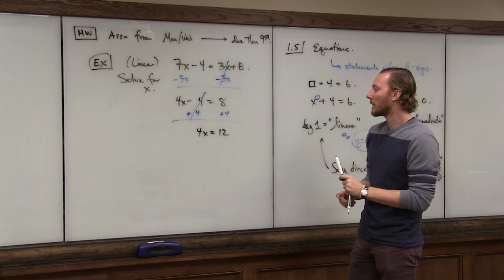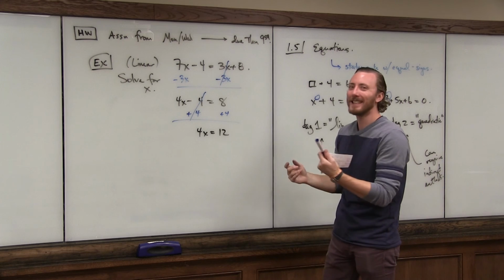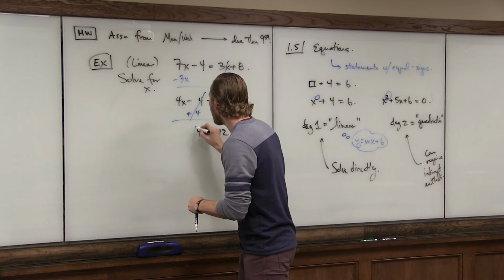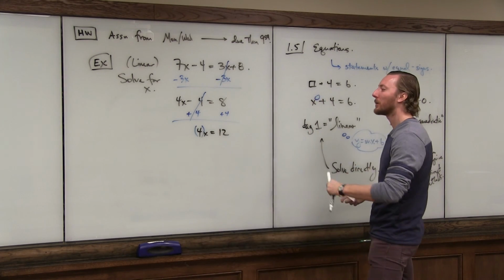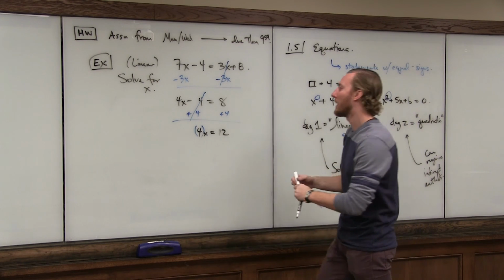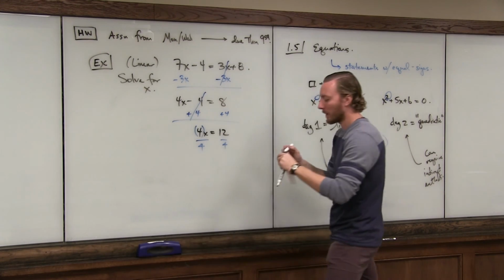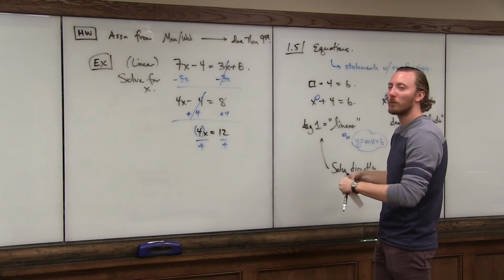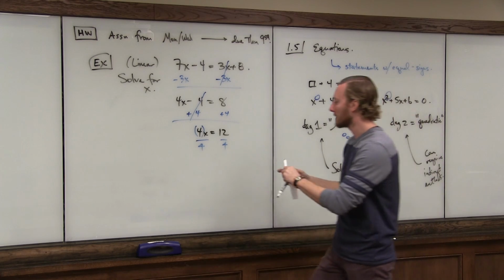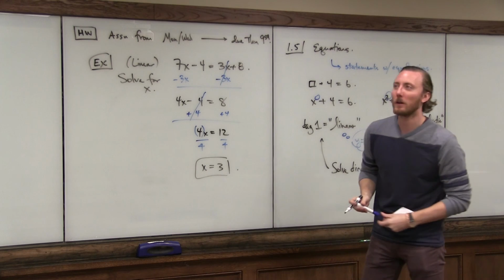Now, how do we finish this off? Well, I wish x was by itself. It's not quite yet. But x is just being multiplied by 4. Well, if x is just being multiplied by 4, how do we undo multiplication by 4? To undo multiplication by 4, we divide by 4. If we divide by 4 on one side and divide by 4 on the other, the equal things we started with will remain equal because we've done the same thing to both sides. We'll end up with x equals 3, and the problem is solved.